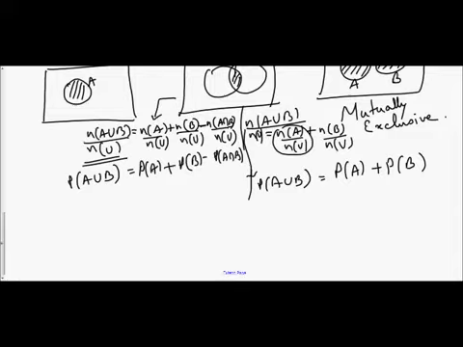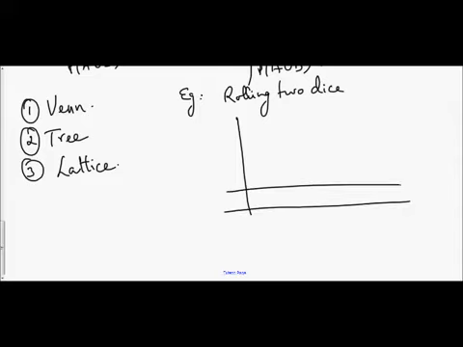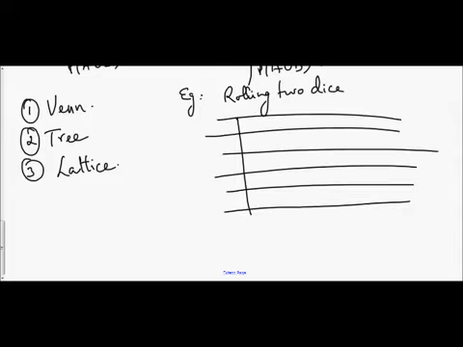Okay. Now there are three ways of representing the events and the outcomes. One is what we just did, the Venn diagram. The second one is the tree diagram, and the third one is the lattice method, the lattice table. So let me start with lattice and give you an example. For lattice you can have an example like rolling two dice. If you have rolling two dice problems, then you can actually put them in lattice diagram form. That is, you should be doing something like this, a grid type of diagram.